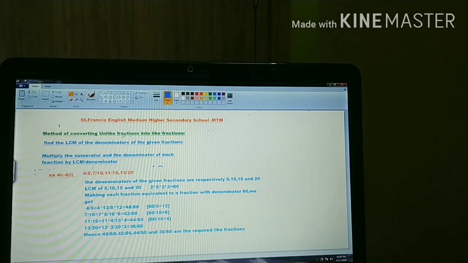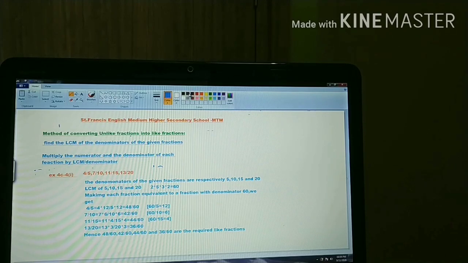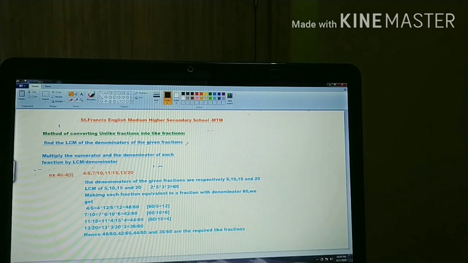We have to convert different denominators into the same denominator. For that, what we have to do? Find the LCM of the denominators of the given fractions. First we have to find out the LCM of the denominators.